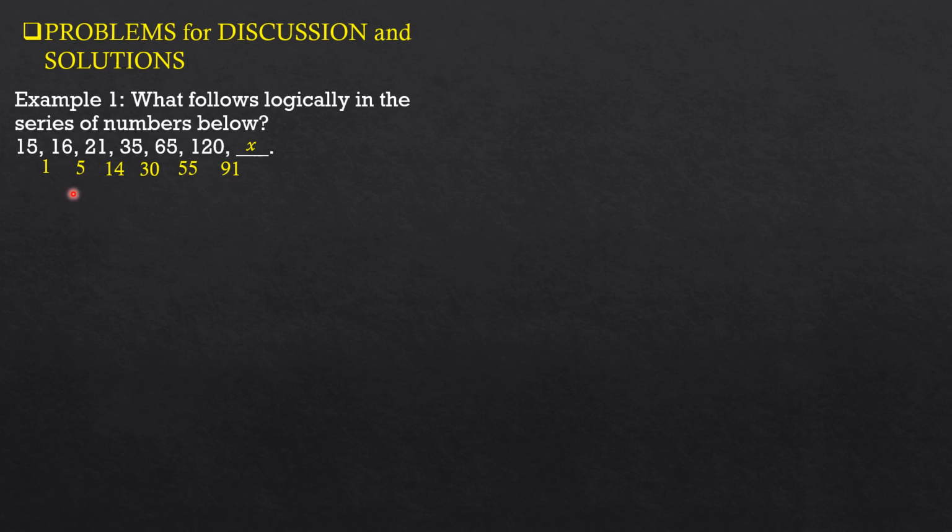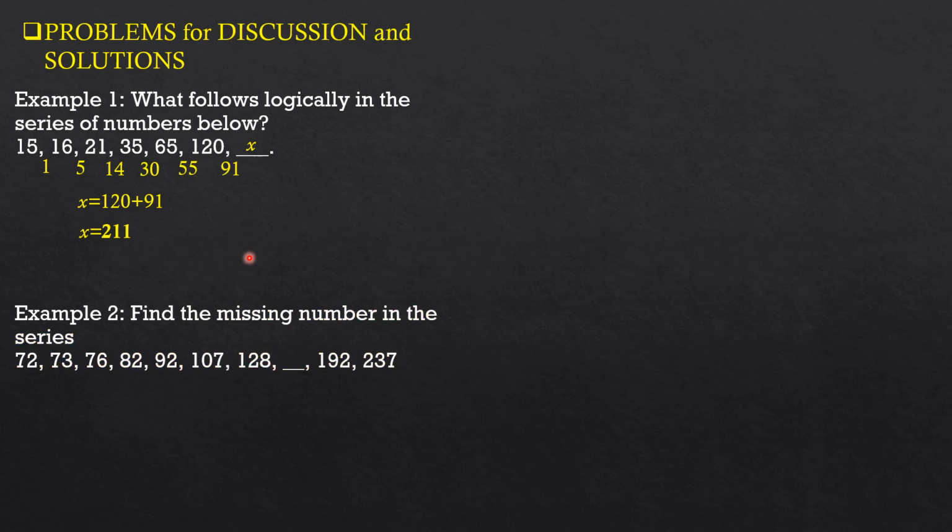So the differences between these are perfect squares, and these are square pyramidal numbers. So x is 120 plus 91. So x therefore is 211. So that's it for this problem.